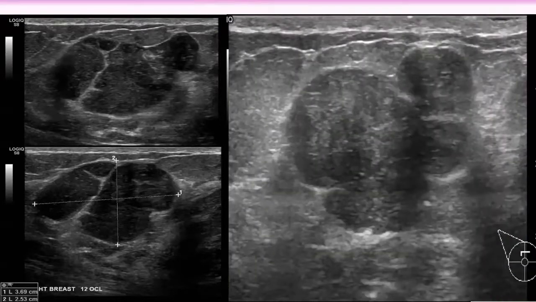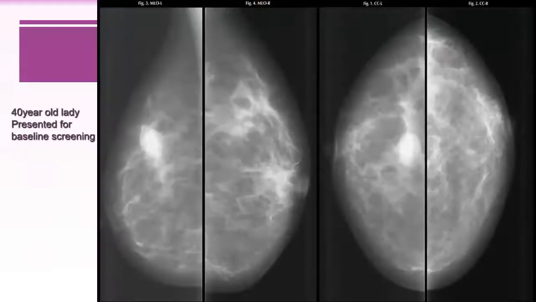The right breast, after 1 year, the patient presented with enlarging lesions with associated edema. Post ultrasound-guided biopsy revealed still fibroadenoma with associated proliferative changes. The second example.